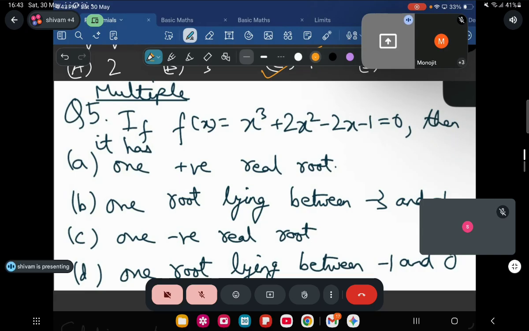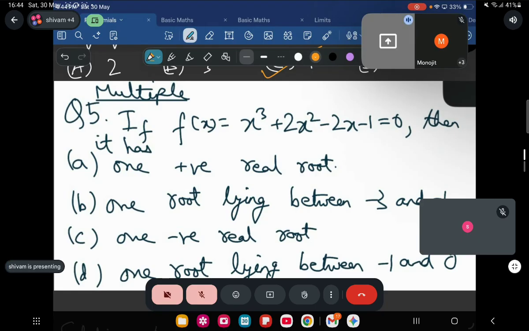Okay, everyone pay attention. f(x) is given to us. We need to find out one positive real root, and one root lying between -3 and -1. Yes, Sataki, your answer is correct. One root lying between -3 and -1. How to check whether one root is lying between -3 and -1 or not?